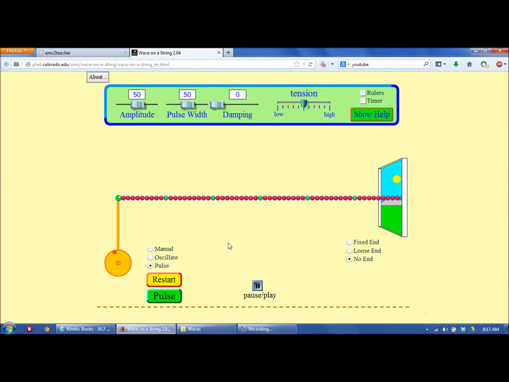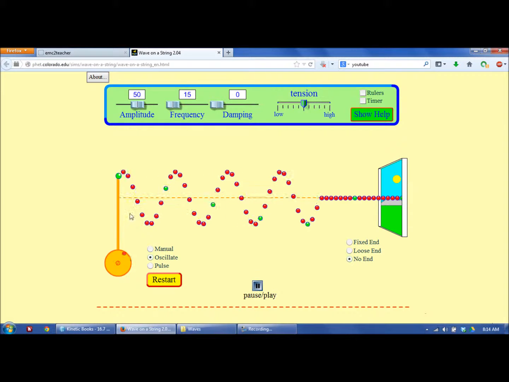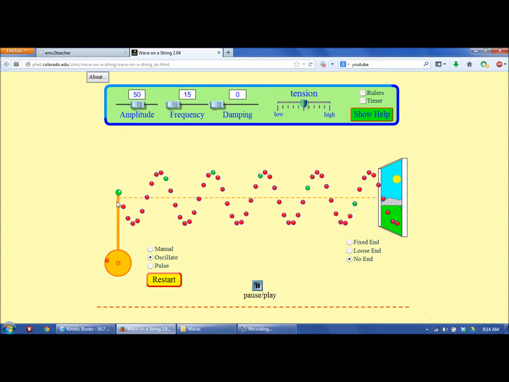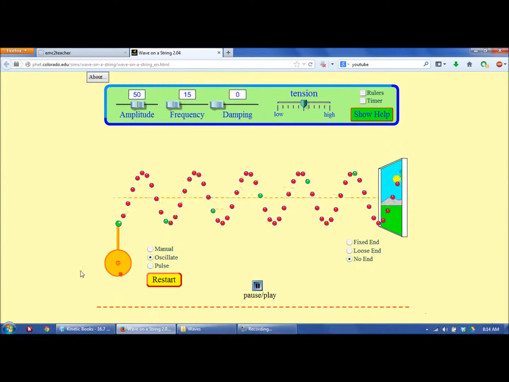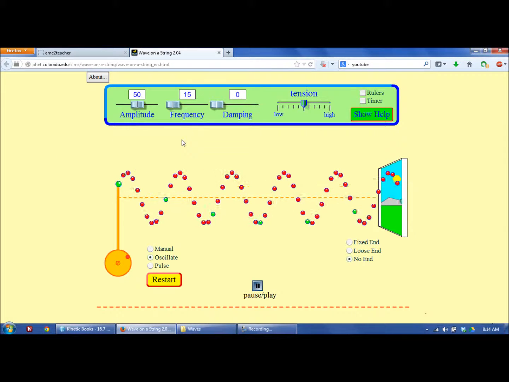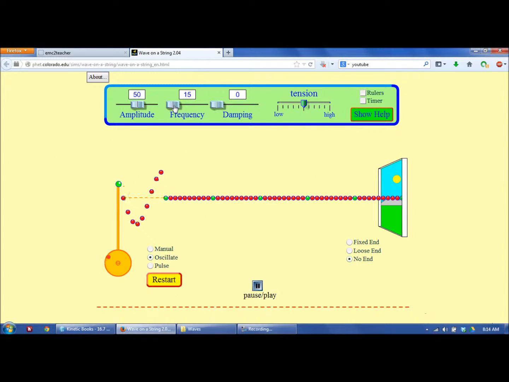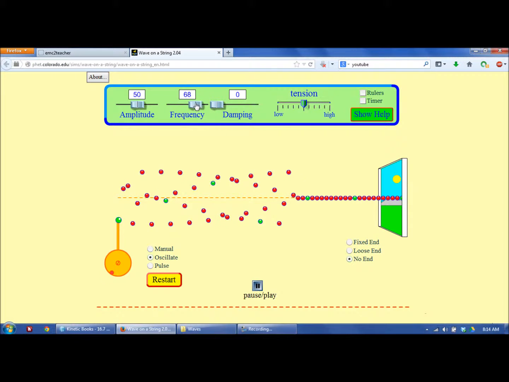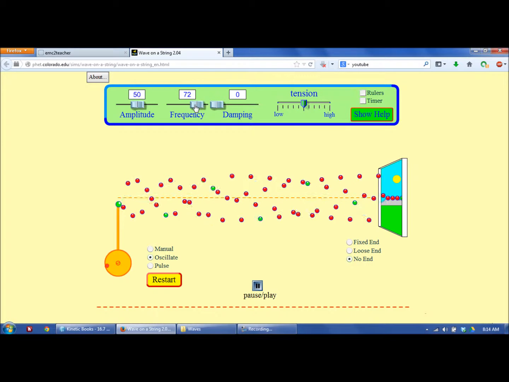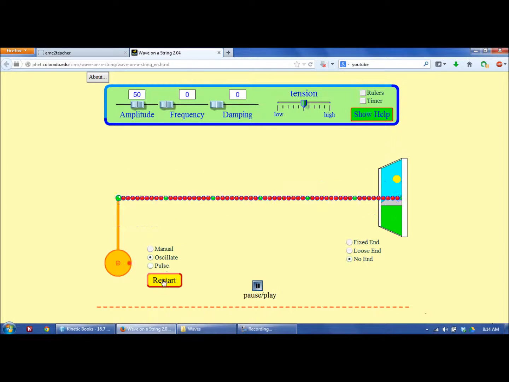So here I've got a little simulation from PhET, and I've got a string here made up of particles, and if I set this to oscillate, you can see that it makes a wave. That oscillation, that simple harmonic motion of this green blob at the end, caused by the circular motion of this disk, remember that link, causes this wave. Now I can change the frequency. I'm going to hit restart there because it gets a little buggy on your eyes, and you can see it happens more frequently.